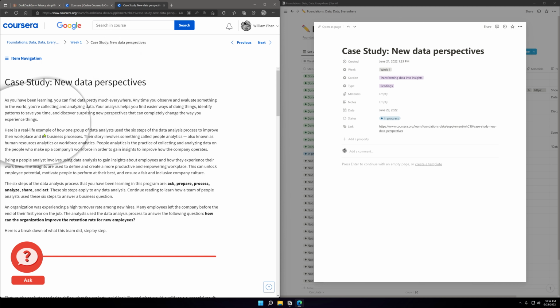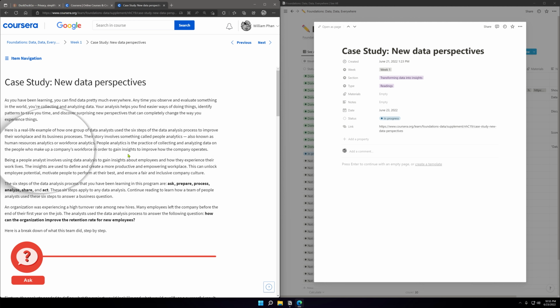Here's a real-life example of how one group of data analysts use the 6 steps of the data analysis process to improve their workplace and its business processes. Their story involves something called people analytics, also known as human resources analytics or workforce analytics. People analytics is the practice of collecting and analyzing data on the people who make up the company's workforce in order to gain insights to improve how the company operates.